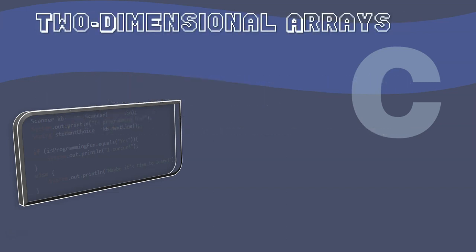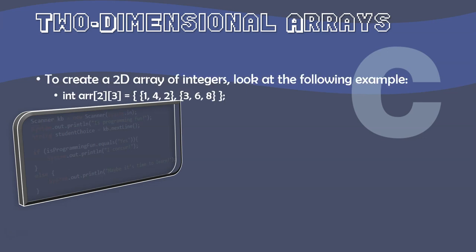So let's take a look at a two-dimensional array. I want a two-dimensional array of integers. We can take a look at this example right here. So int r[2][3], and we have that set equal to {1, 4, 2}, and then the second array inside is {3, 6, 8}.